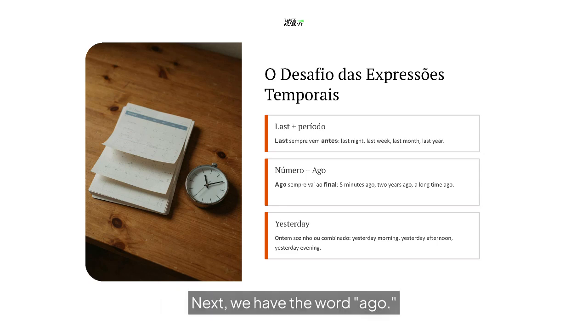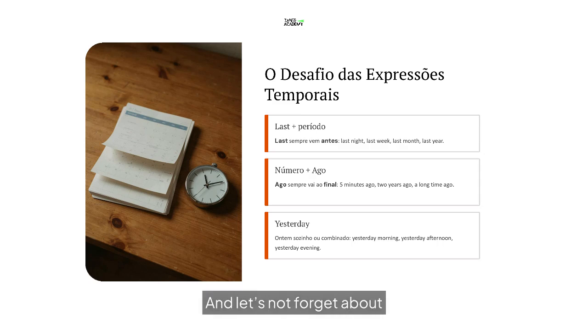Next, we have the word ago. It's interesting to observe that ago always appears at the end of a time expression. You might say, "I saw my friend 2 days ago," or "I ate at that restaurant a month ago." Using ago helps to establish how far back in time the event occurred, which is crucial for your listener to grasp the sequence of events in your story.